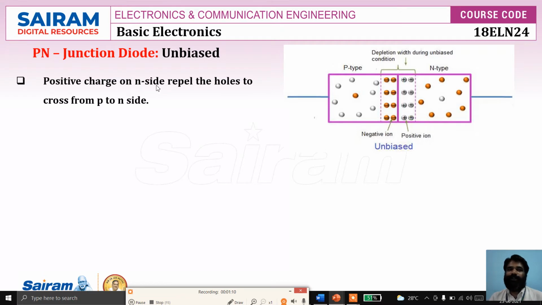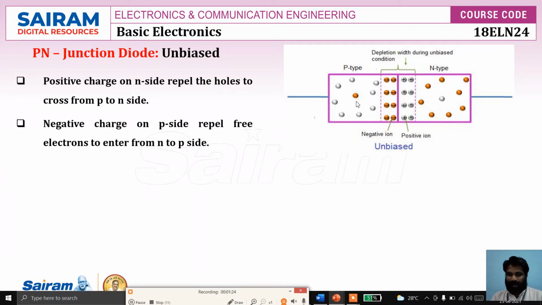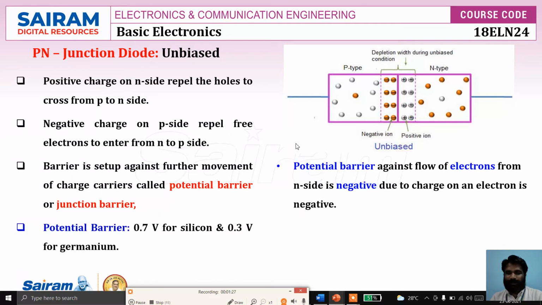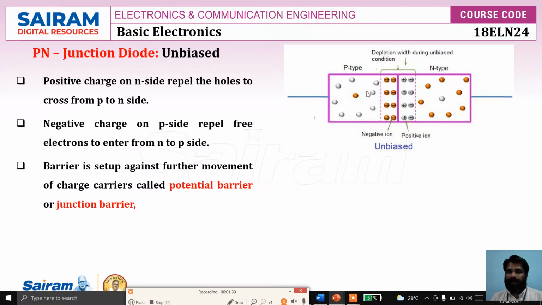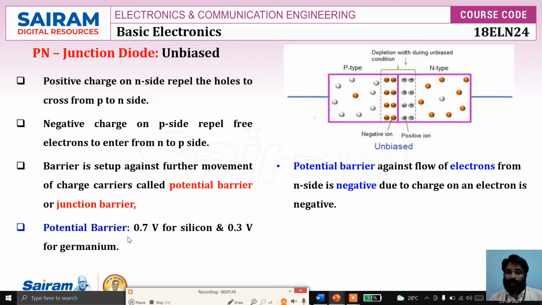So the positive charge on the N side repels the holes crossing from P to N side. Similarly, the negative charge on the P side repels the free electrons from moving from N type to P type. So that means a barrier is set up against the further movement of charge carriers, called the potential barrier or junction barrier. This potential barrier is 0.7 volt for silicon and 0.3 volt for germanium, the two most popular semiconductor materials.